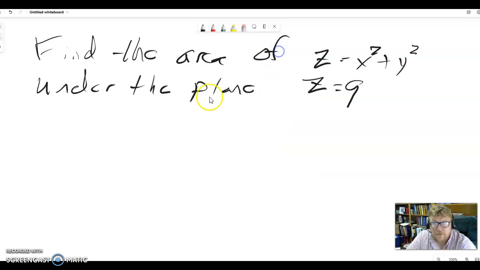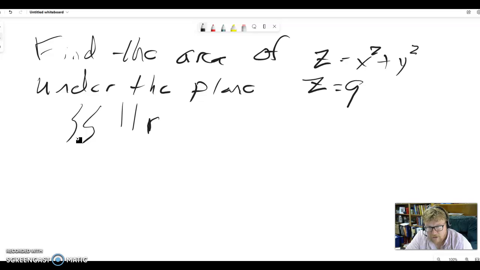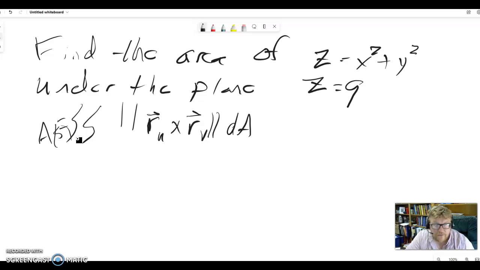Here's how we go about that. The surface area was the double integral of the length of r of u cross r of v dA. So this was the area of the surface. Sorry, I'm not very good with this board. Let's try to write out r of u and r of v.